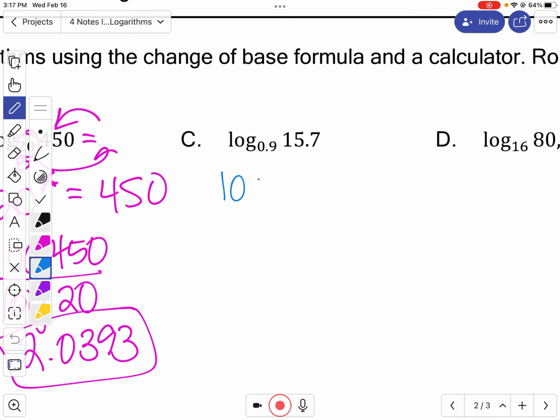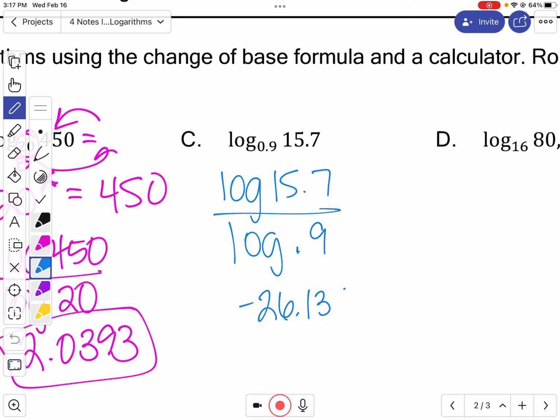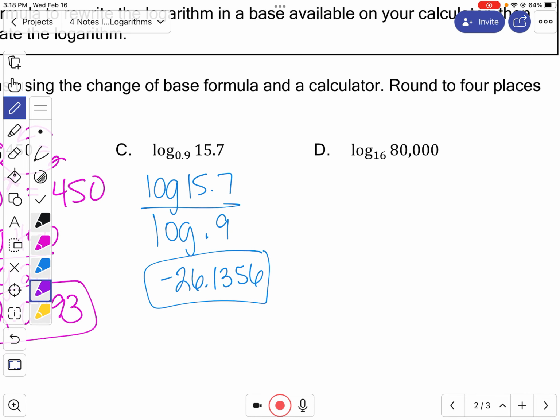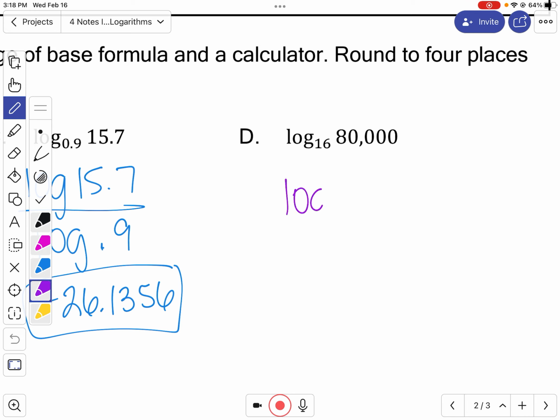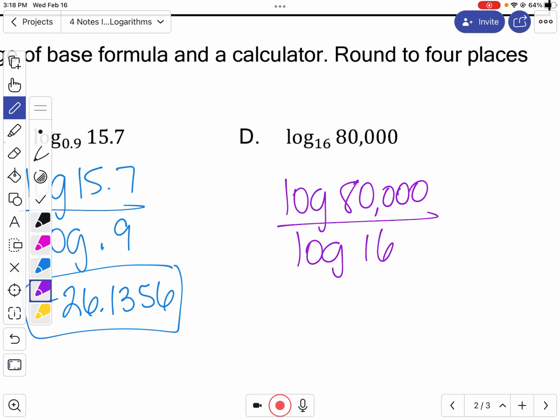All right, next one. So I'm going to take the log of 15.7 over the log of 0.9. Again, a great way to remember your change of base formula to evaluate it, if you are using a calculator, base goes in the bottom. So when you type that in the calculator, you should get negative 26.1356. Next one, log of 80,000 over log of 16. Remember, base goes in the bottom. So that would be 4.0719.